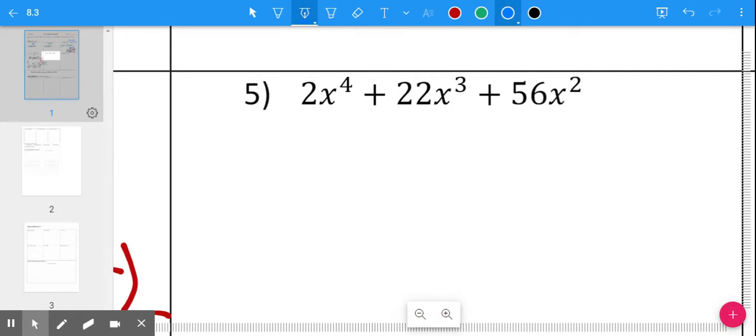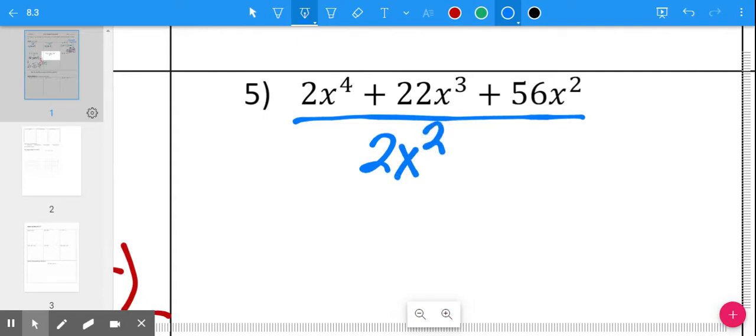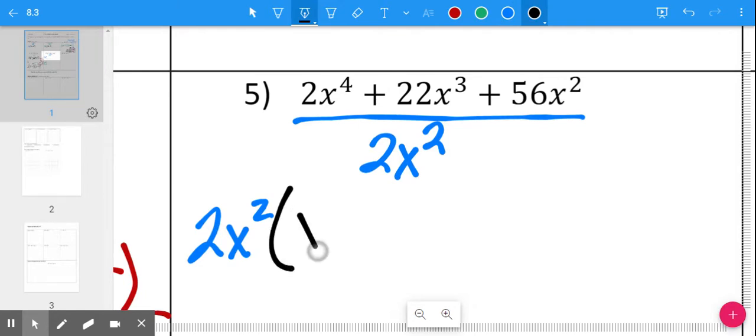So on this one, all of the numbers are even, so we can factor out a 2. Then we have x to the 4th, x cubed, and x squared. So we can factor out an x squared. So we're left with 2x squared being factored out. So we have 2x to the 4th divided by 2x squared, which leaves us with x squared.